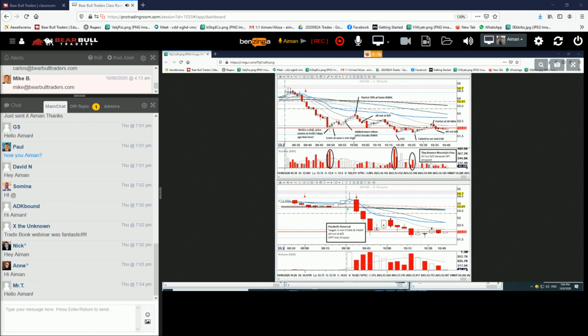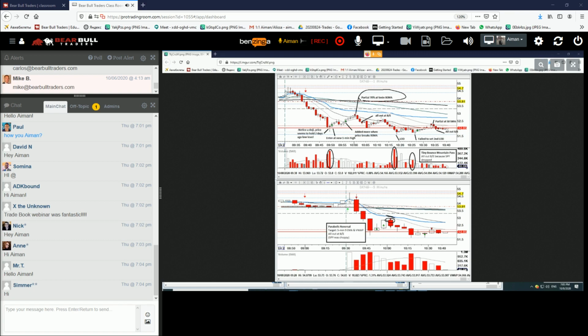Remember what we said, guys? The 9 moving average is not an exact level. It could sometimes bounce out of it, closer to it, or above it. In this case, it was closer to it, which is good. You see that it's getting a little bit heavy right there, so partialing 70% and leaving the rest to break even. Now, what happened after that?